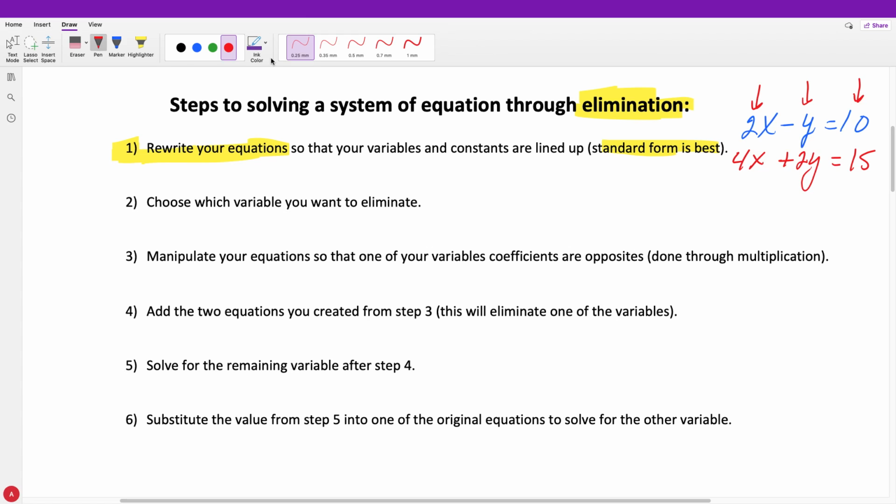Standard form is the best, but it doesn't always need to be in standard form as long as they're just lined up. Then our second step is that you will choose a variable that you want to eliminate. So you're going to choose x or y. All right. Now you will choose which one.